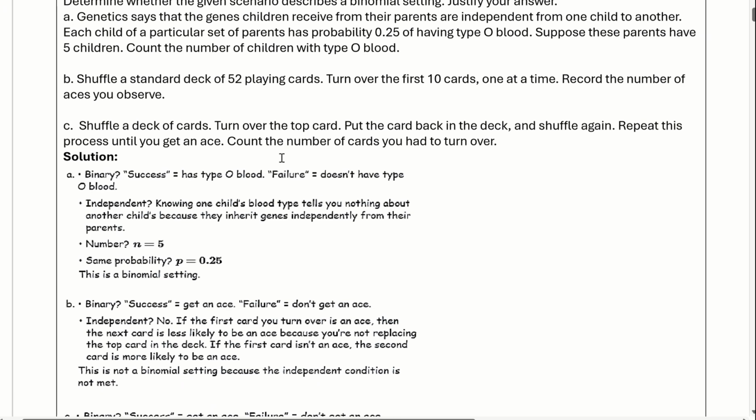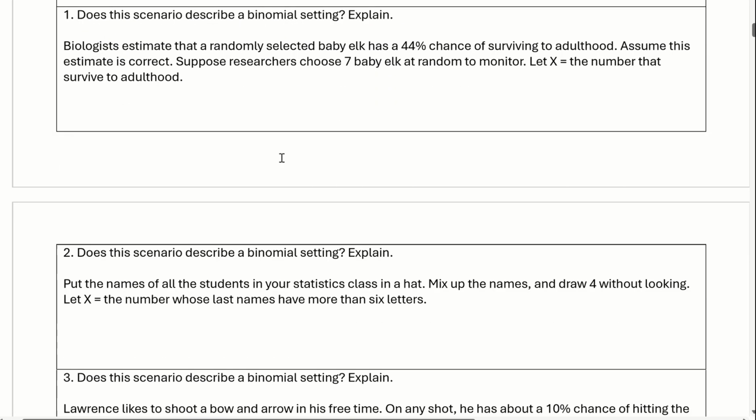Let's look at the first question here. We want to describe a binomial setting. Does this scenario describe a binomial setting? And explain. Biologists estimate that a randomly selected baby elk has a 44% chance of surviving to adulthood. Assuming this estimate is correct, suppose researchers choose 7 baby elk at random to monitor. Let x equal the number that survived to adulthood.